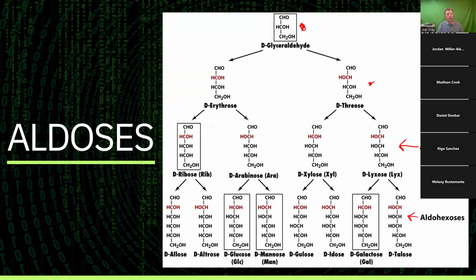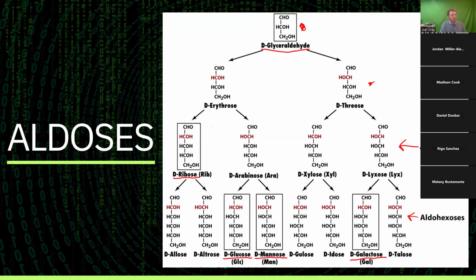Now, the ones that I want you to know the structure of, and to be able to recall, are D-glyceraldehyde, D-ribose, D-galactose, D-mannose, and D-glucose. Now, let me tell you what I recommend when it comes to knowing these.